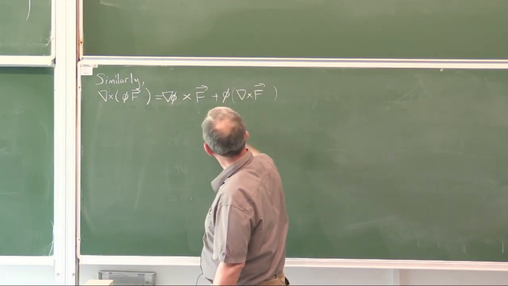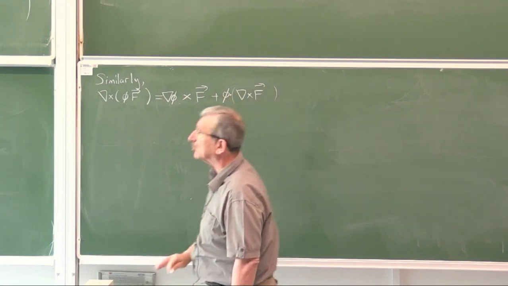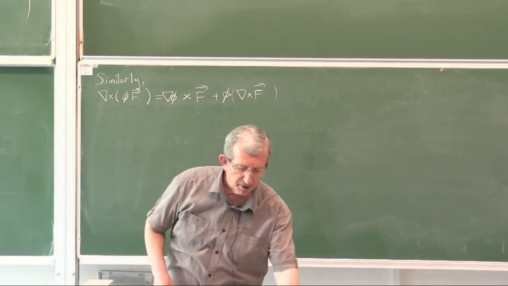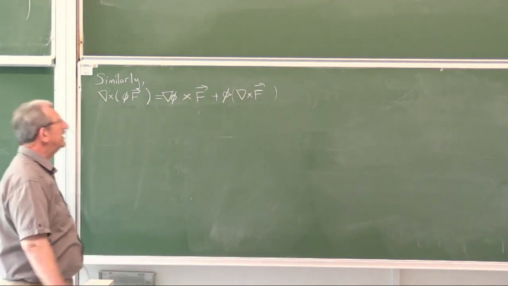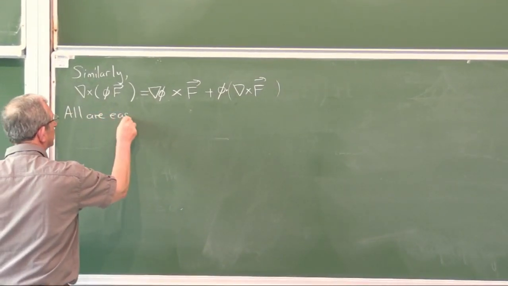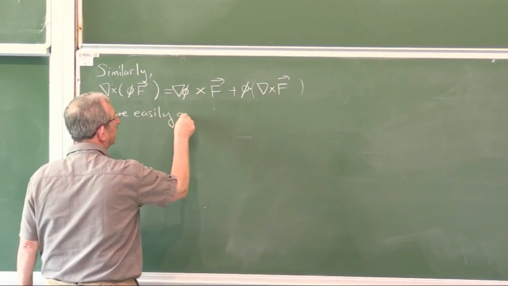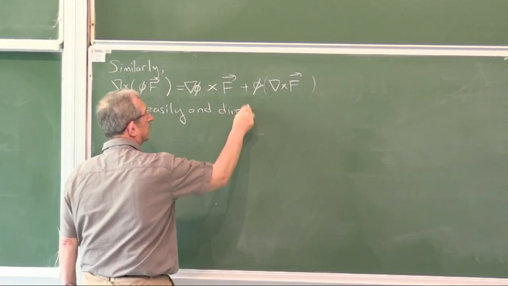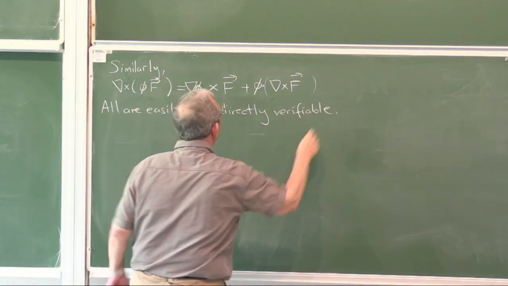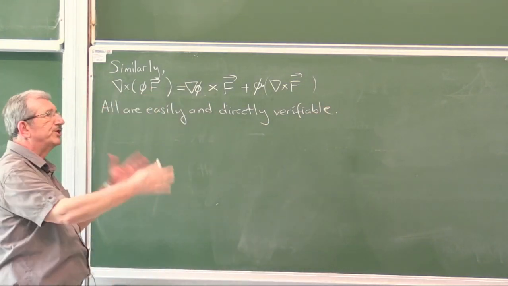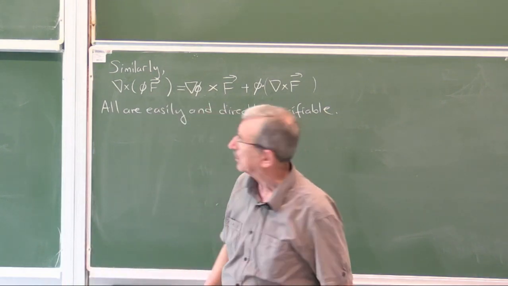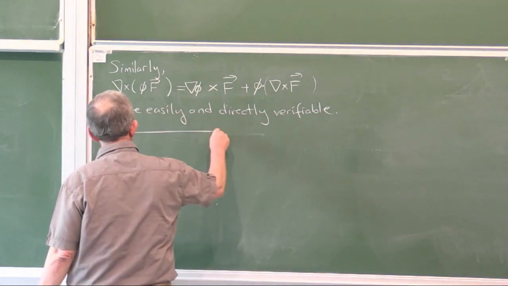Okay, this is a scalar. I mean, this is a product, okay, not composition. So you have such properties. You have lots of them, by the way, which I will not go into details, okay? All are easily and directly verifiable. All you have to do is, instead of f, put f, g, h, calculate. Okay. Then you get all these properties.